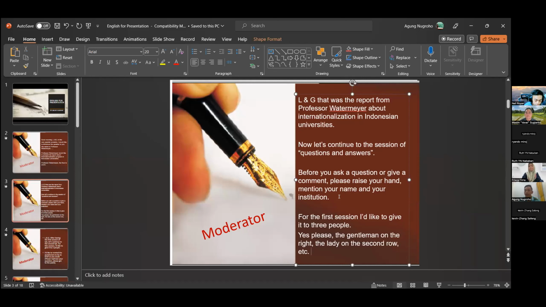Ladies and gentlemen, that was the report from Riando about internationalization in Indonesia University. Now let's continue to the session of question and answer. Before you ask a question or give a comment, please raise your hand, mention your name and your institution. For the first session, I'd like to give it to the 3 people.